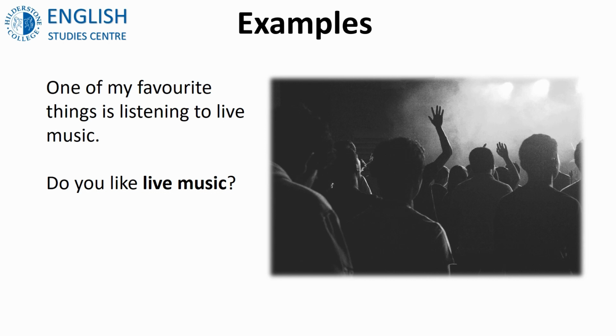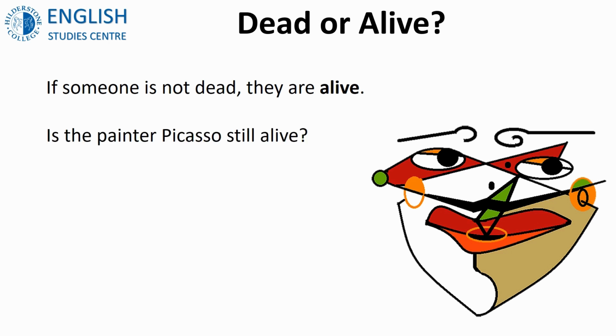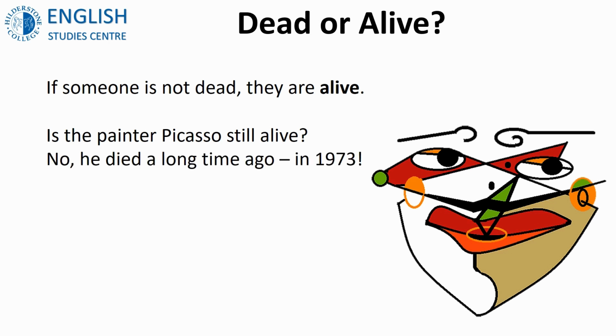Now, some of you might be thinking of another adjective that's very, very similar. Alive. That's the opposite of dead. If someone is not dead, they are alive. So you might ask, is the painter Picasso still alive? Well, I'm afraid the answer is no, he isn't. He died a long time ago, in 1973, so he's definitely not alive now.